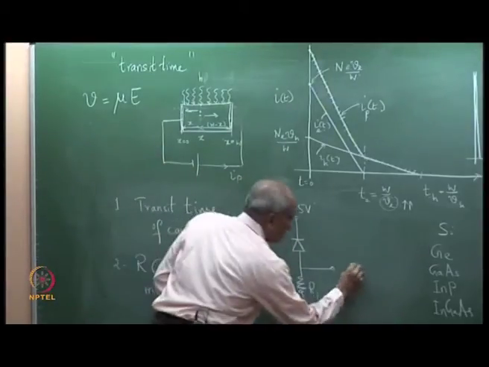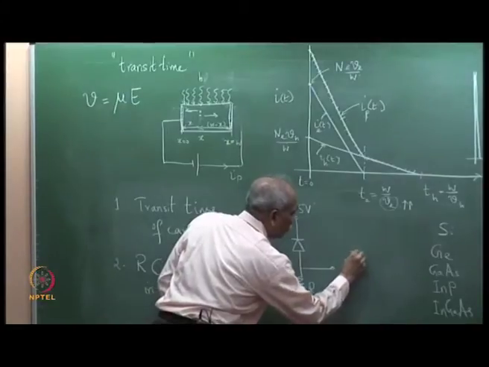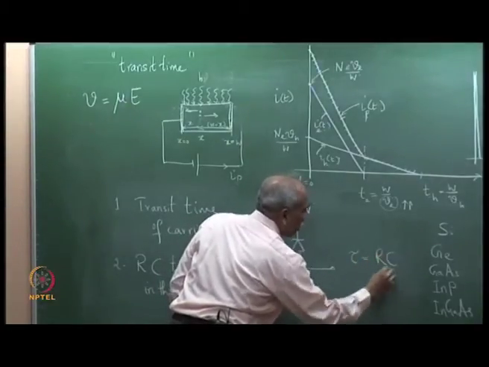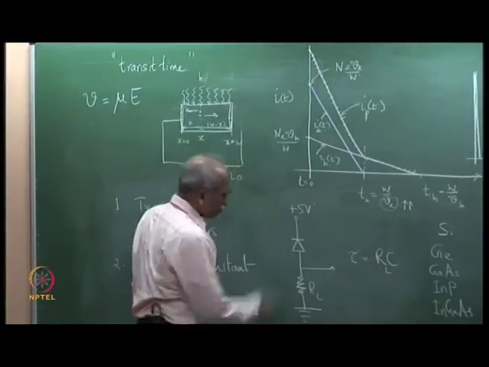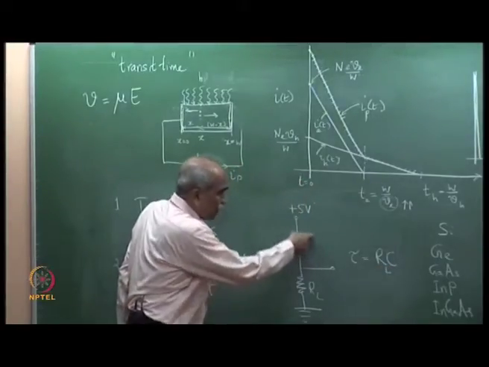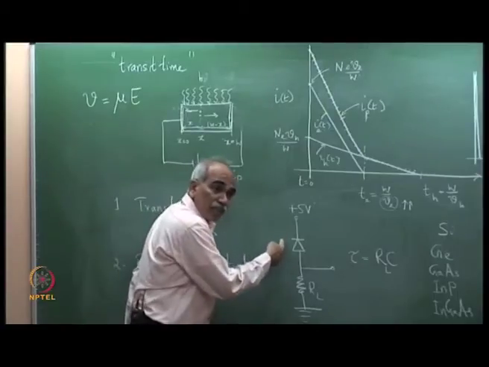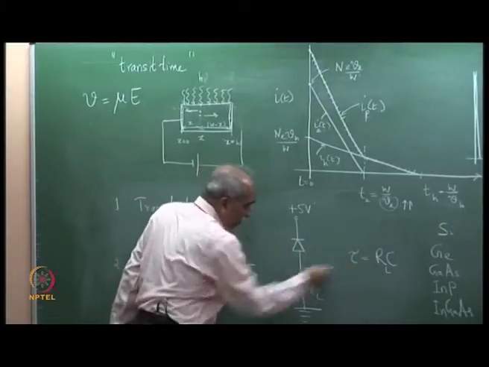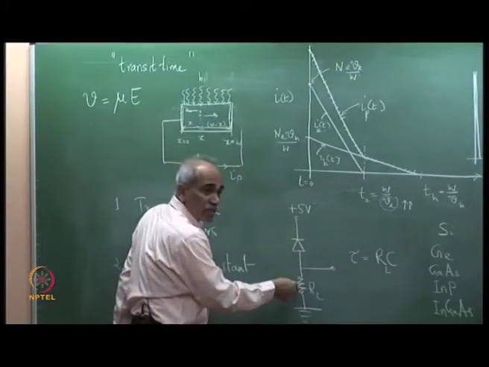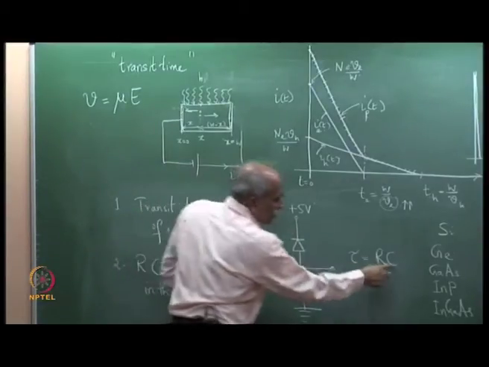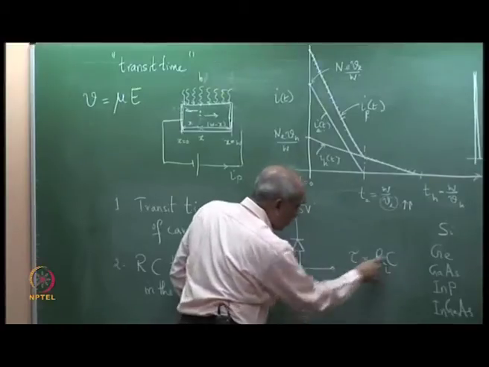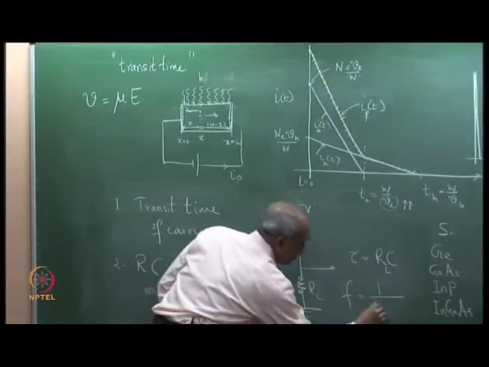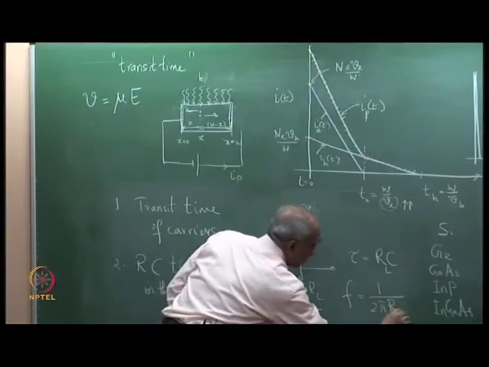So, the speed of response tau or rise time is determined by the RC time constant, which is RL plus, if you write the equivalent circuit of the diode, a series resistance and a junction capacitance C. The cutoff frequency of this detector will be 1 over 2 pi RL into C.